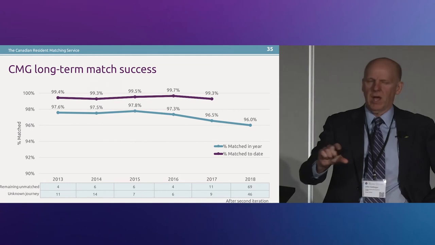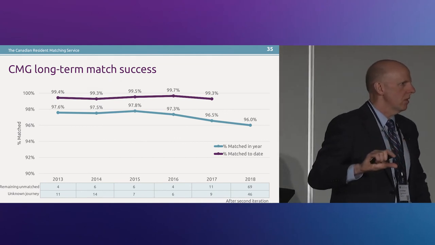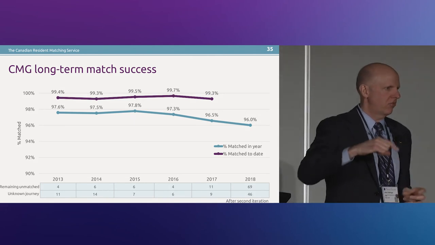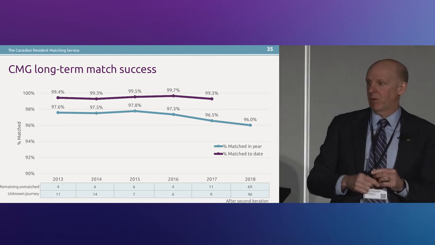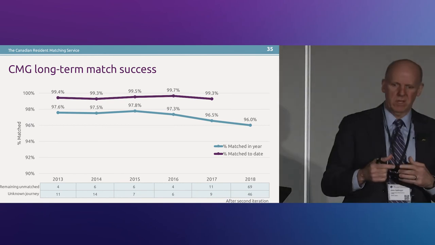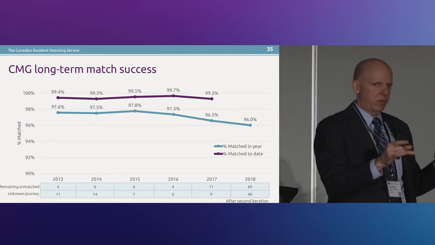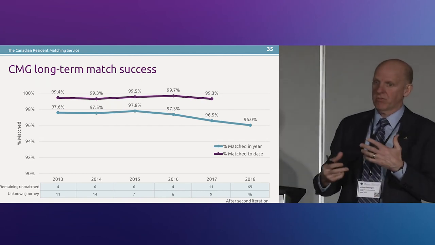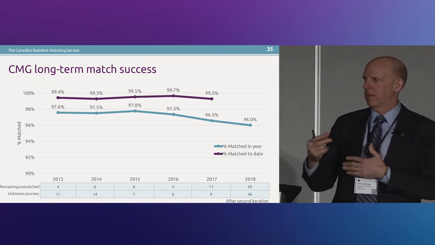What has happened over time is that the gap has increased. Where it was 1.8% between current year and subsequent year, now it's 2.8. So there's a bit of a bigger gap. But the phenomenon still is that people participate, they don't match, they come back in, something changes, whatever that is, and then they match.